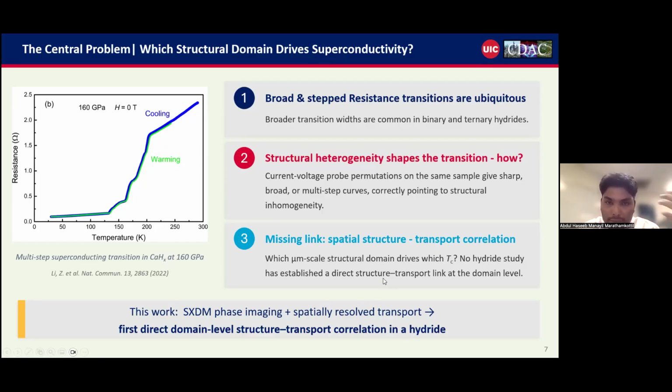But that indirect evidence is all the field has had. No hydrate study had ever directly proven which structural domain drives which transition temperature. This spatial link between the structure and transport had never been established. So that is exactly the missing piece this work provides, by combining micron-scale X-ray phase imaging with spatially resolved resistance measurements on the same sample at the same pressure conditions.